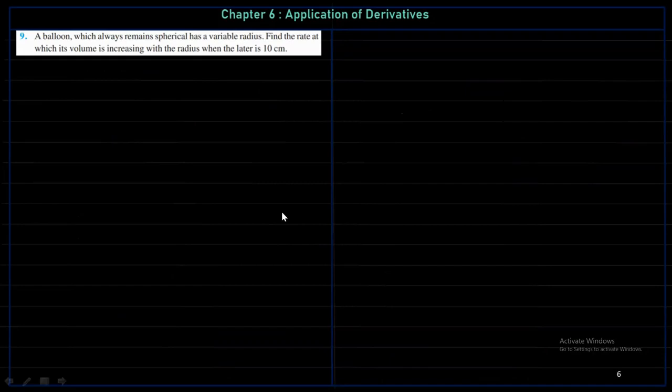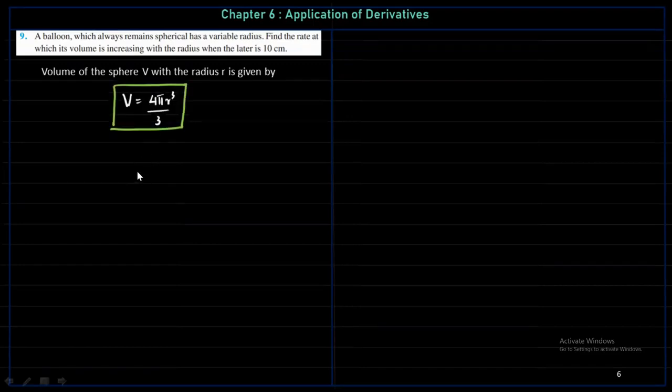A balloon which always remains spherical has a variable radius. Find the rate at which its volume is increasing with the radius when its radius is 10 centimeters. Again, a balloon which always remains in a spherical shape, find the rate at which its volume is increasing. This is what you have to find out. So let us start by taking V to be the volume and R to be the radius. We know that V is equal to 4 pi R raised to the power of 3 divided by 3, or 4 over 3 pi R cubed. Both are one and the same.